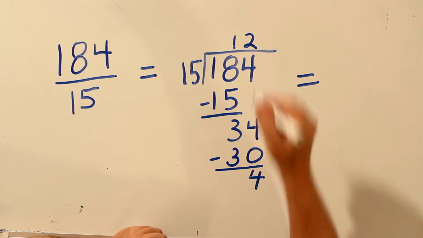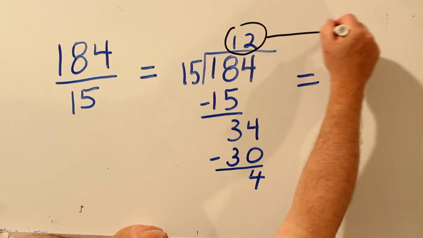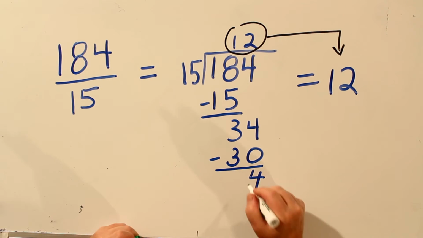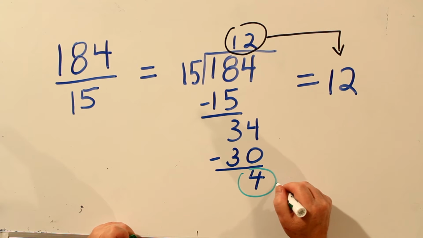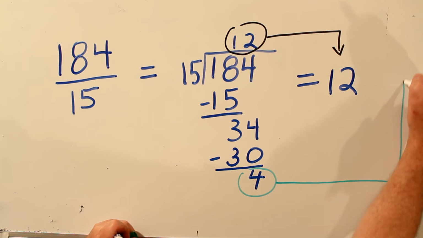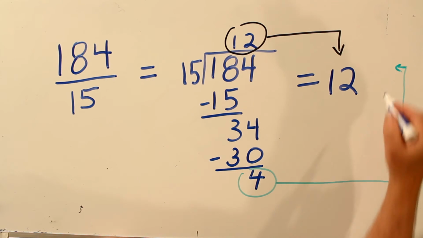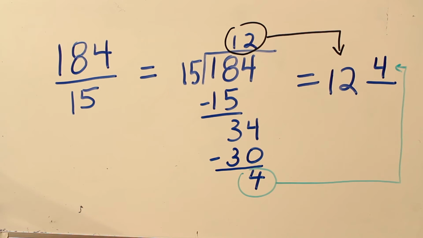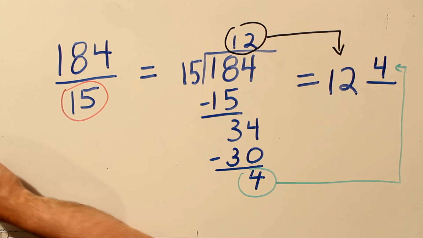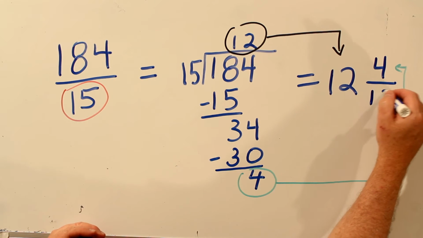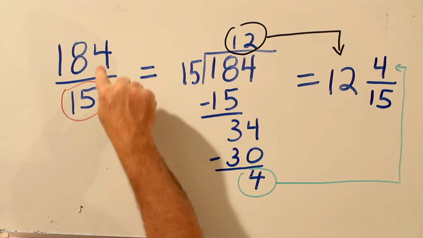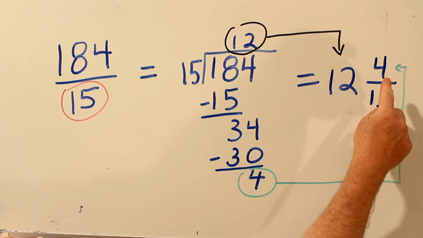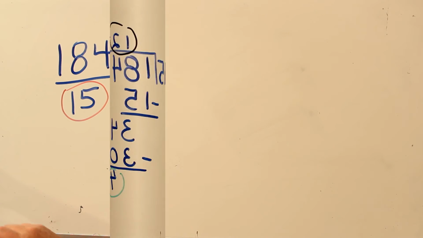Now we have all the parts for our answer. The answer will be 12 is the whole number. 4, the remainder, will become the top number of our new fraction. And the bottom number will be the same as what we started with, 15. So 184 over 15 is the same as 12 and 4/15.